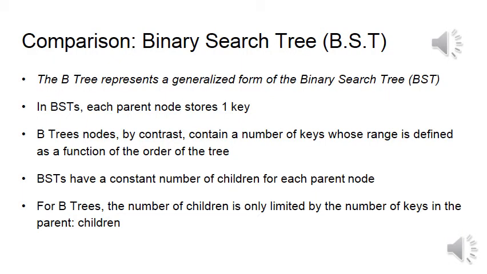The B tree represents a generalized form of the binary search tree. In binary search trees, each parent node stores one key. B tree nodes, by contrast, contain a number of keys whose range is defined as a function of the order of the tree. Binary search trees have a constant number of children for each parent node. For B trees, the number of children is only limited by the number of keys in the parent.